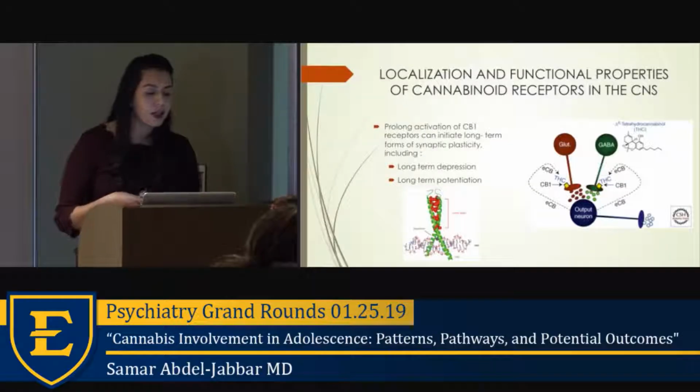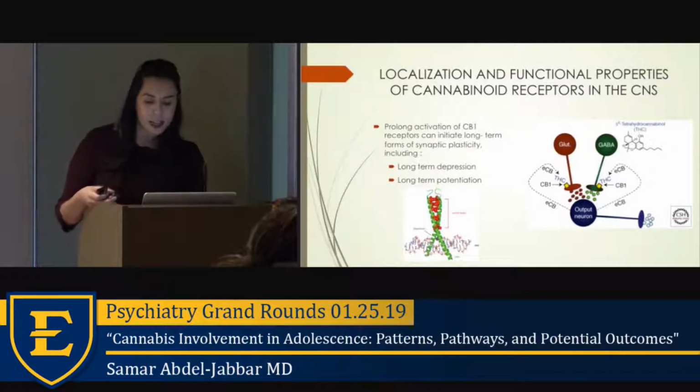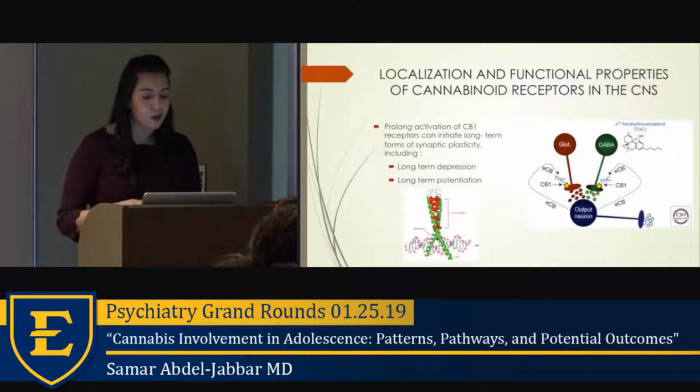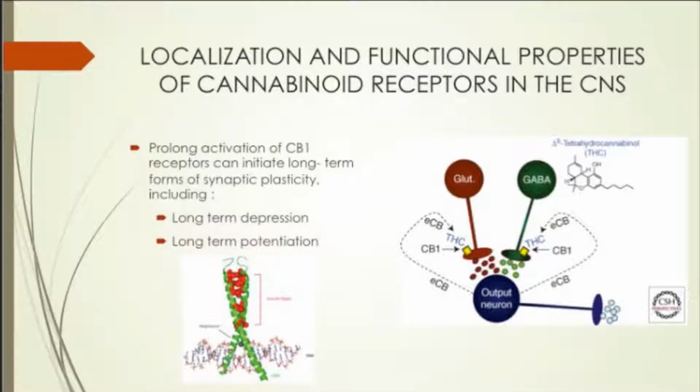Endocannabinoids that are released by neurons during heightened neural activity also interact with axon terminal CB1 receptors via retrograde transmission to inhibit afferent neurotransmitter release of GABA or glutamate. So the activation of CB1 receptors can also initiate long-term forms of synaptic plasticity.